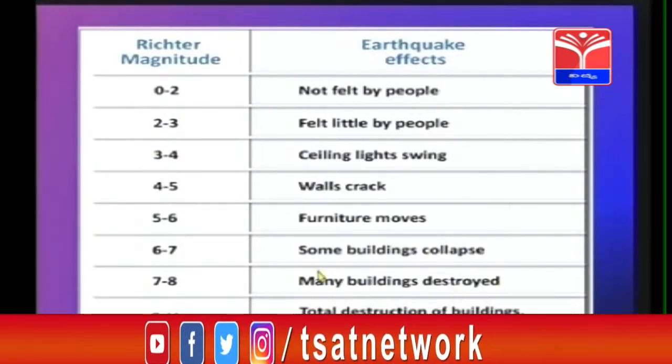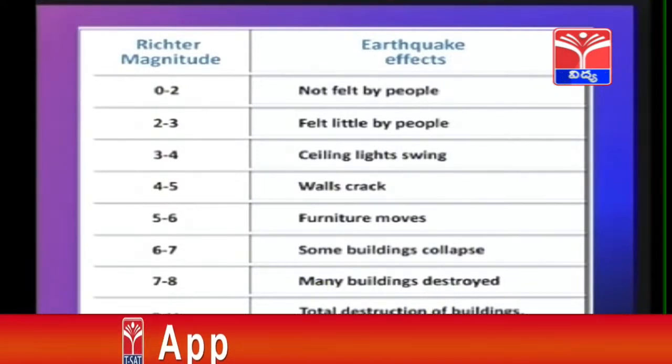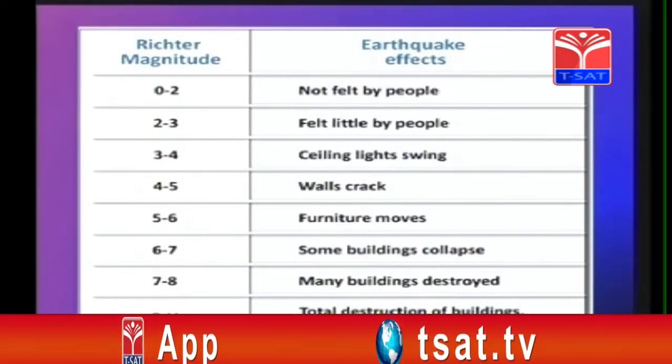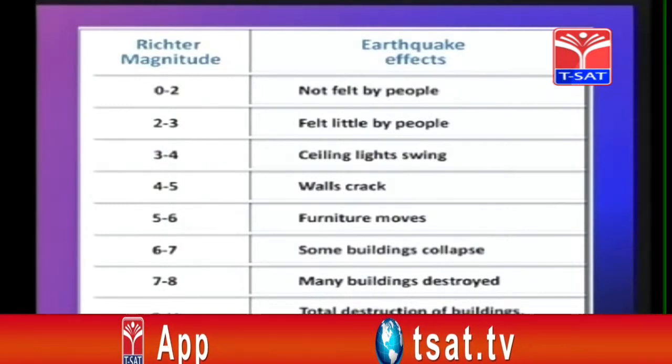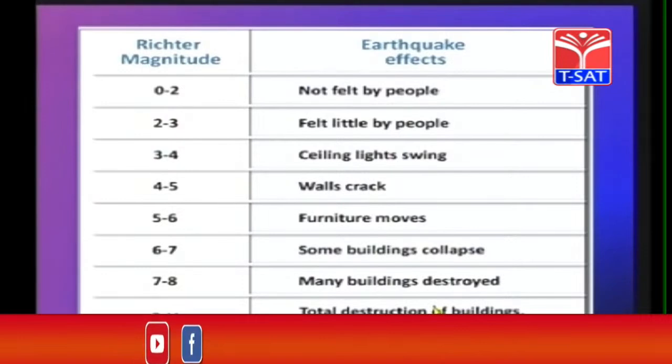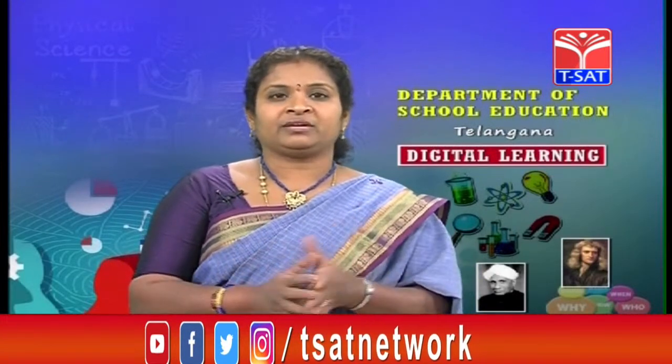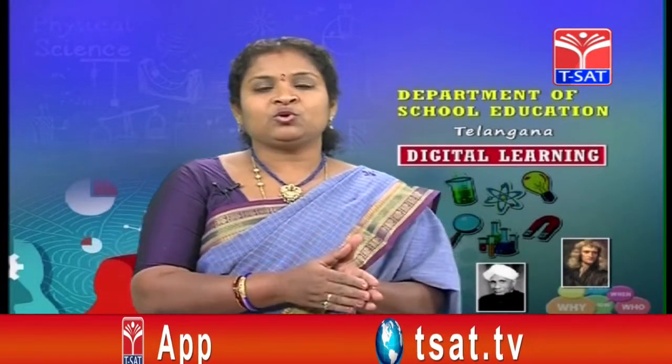The buildings get destroyed, the roads will crack, and if it is above 8, then a lot of destruction takes place. The huge buildings and the bridges and the roads will start cracking. So by this you can understand that the earthquake causes a lot of damage. It can be measured by the Richter scale, by using a seismograph or seismoscope.